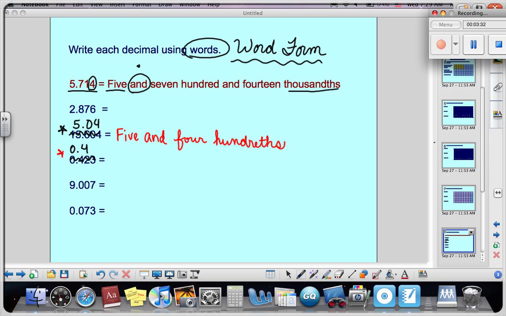0.4. Well, the place value directly after the decimal is the tenths, so I would just read that as 4 tenths.